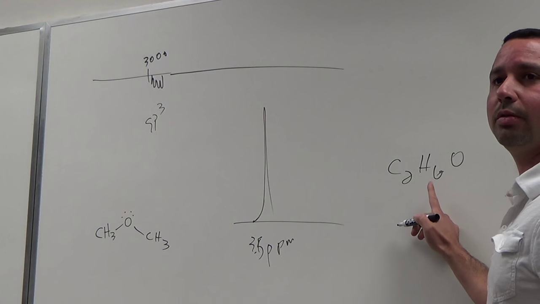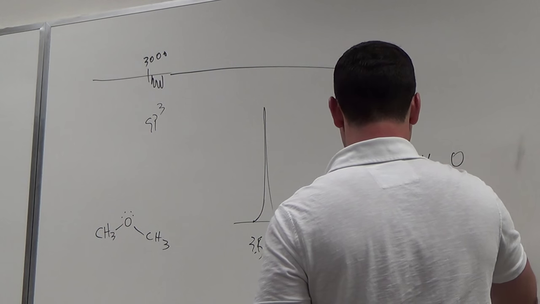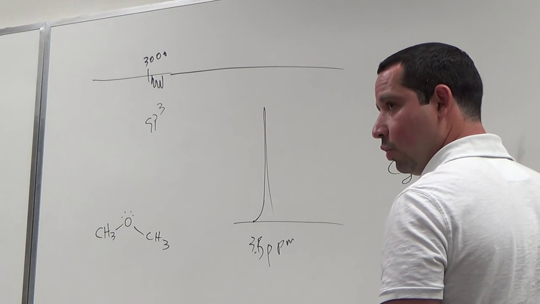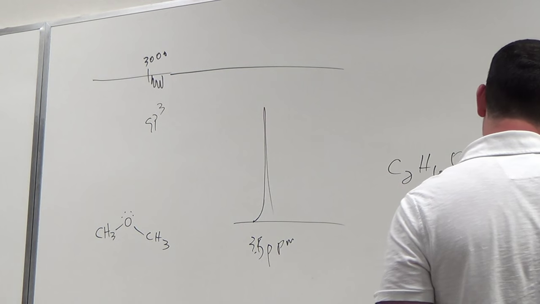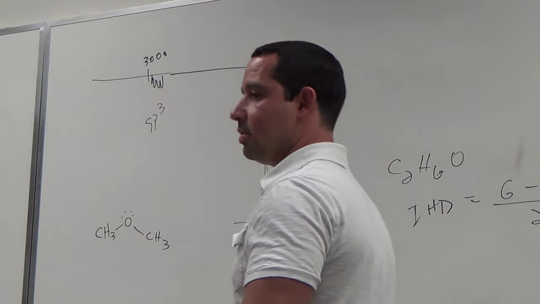Because there are six hydrogens with two carbons. Can't be a double bond. The IHD here, we calculate the IHD, yes? Two times two is four plus two is six minus six divided by two is zero. No IHDs, no double bond, no ring. That's all right. It's a lot of things to keep in mind, okay? Do the other one there. It's a little bit of a pain. So you think about it, and then I'm going to give you another hint.